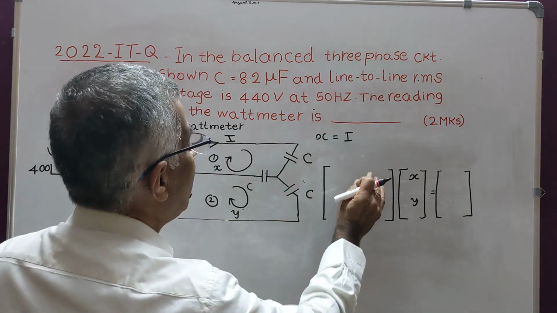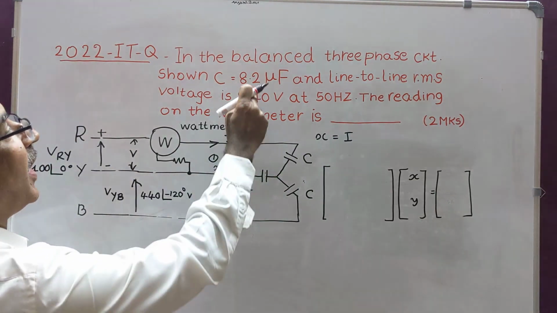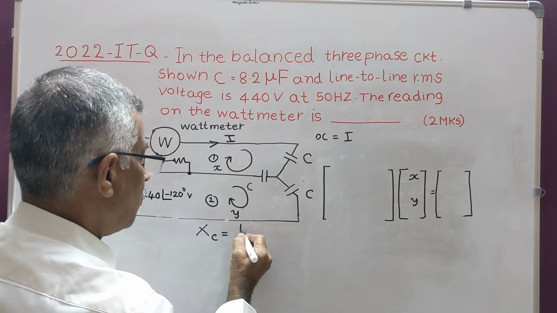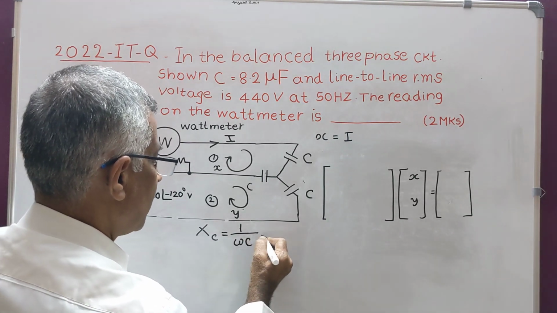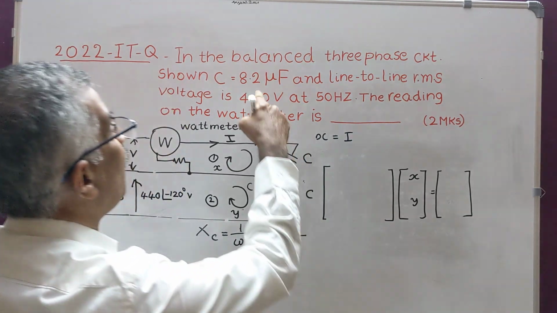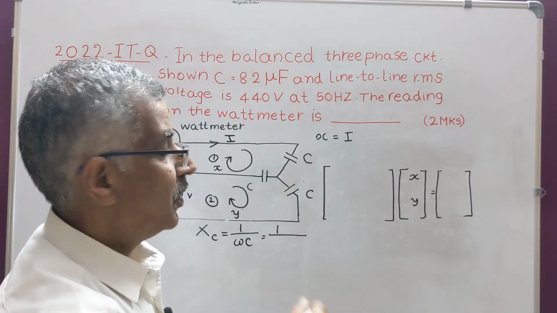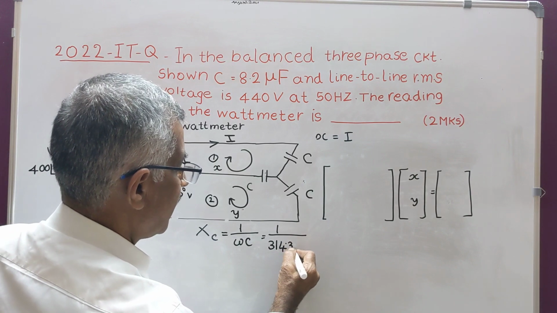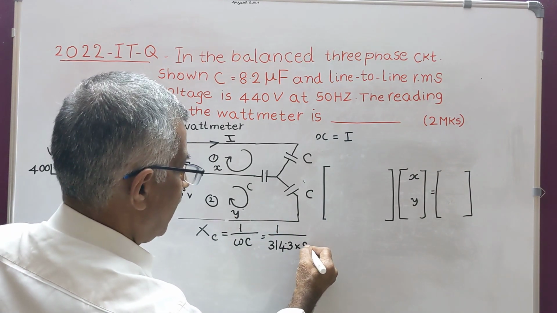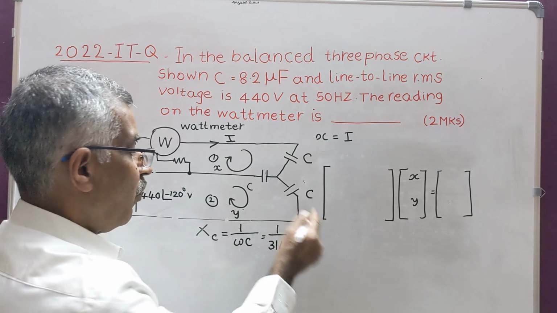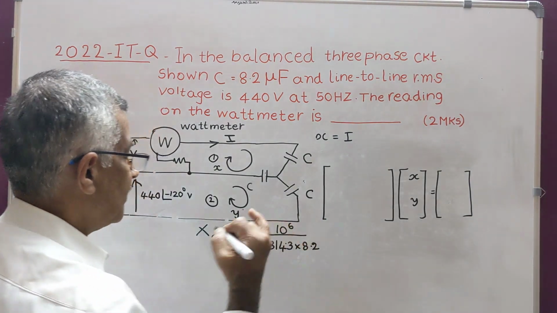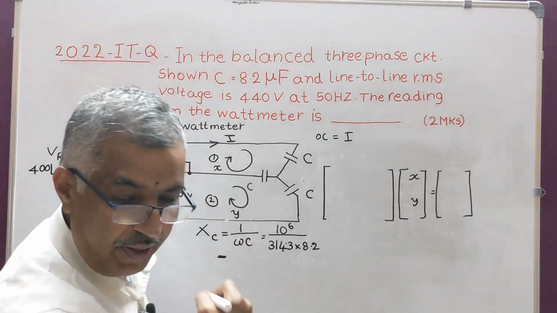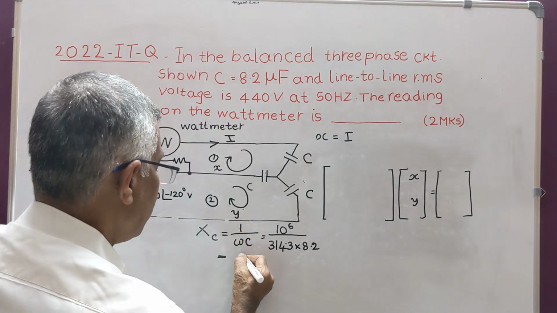Before writing this matrix, C value is 8.2 microfarad. So calculate XC. XC equals 1 over omega C. 50 hertz corresponds to omega of 314.3, multiplied by 8.2 microfarads, 10 to the power of minus 6. So this is XC. So XC comes out to be 388 ohms.